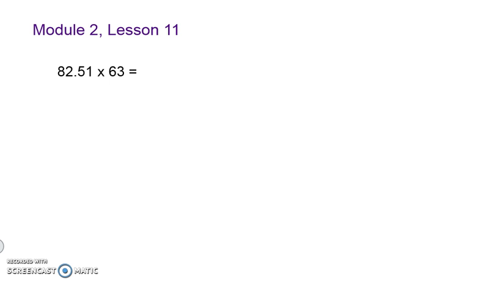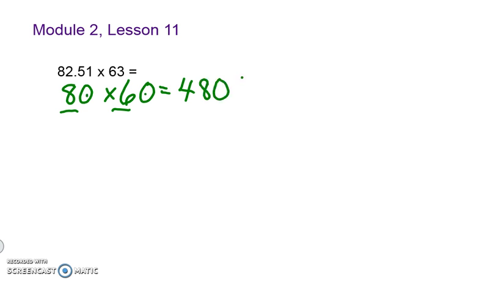I'm going to start by making a quick estimate. 82 and 51 hundredths is about 80, and 63 is about 60. 8 times 6 is 48. Adding on 2 zeros, my product should be about 4,800.